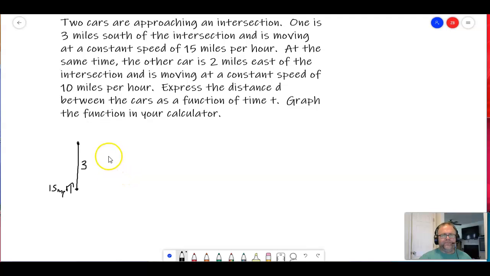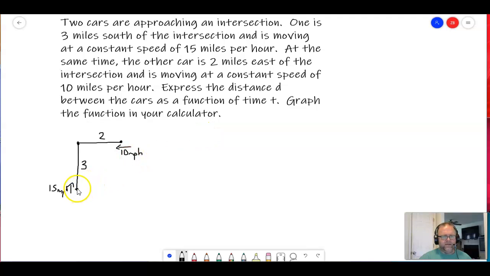All right. At the same time, the other car is 2 miles east. So let's go ahead and do a little bit shorter of a line here. This is going to be 2 miles east of the intersection, moving at a constant speed of 10 miles per hour. And what they want us to do is express the distance d between the cars.